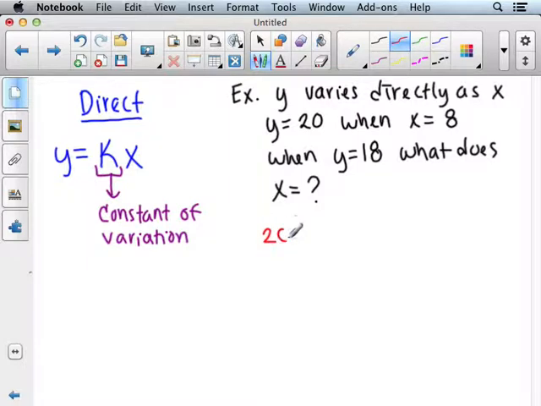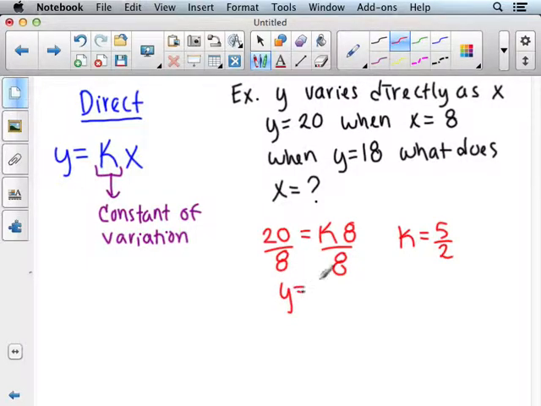So I'm going to plug in 20 equals k times 8. And I don't know what my constant of variation is, so I'm going to solve for it. So I'm going to divide by 8, divide by 8. I get that k equals, what would that be? 5 over 2, right? Once you simplify 20 over 8. So now I know my equation is y equals 5 over 2 x. For this problem, 5 over 2 is my constant of variation. It'll never change.